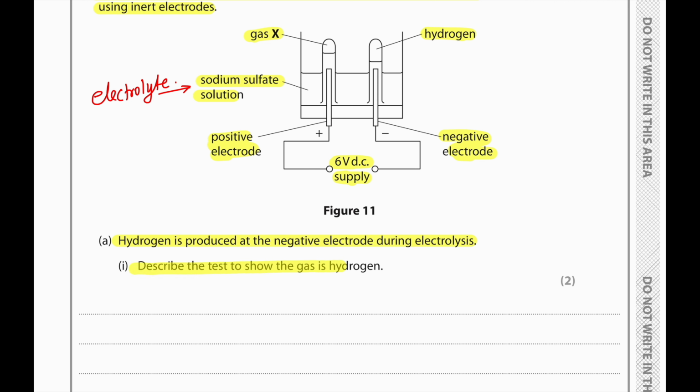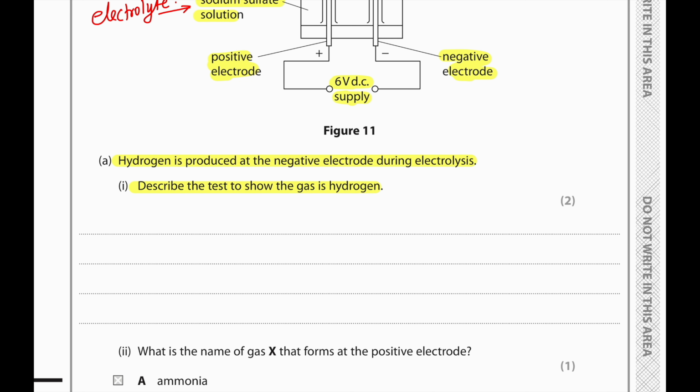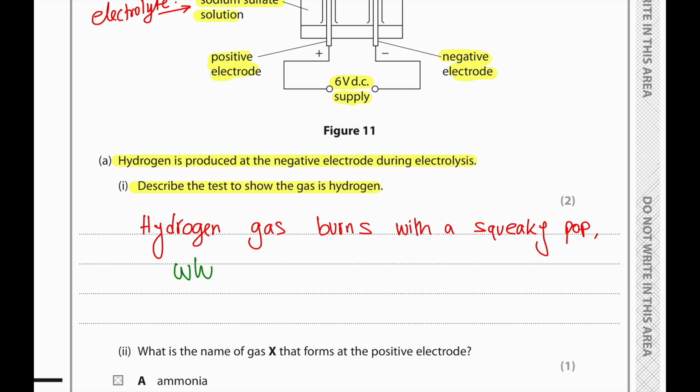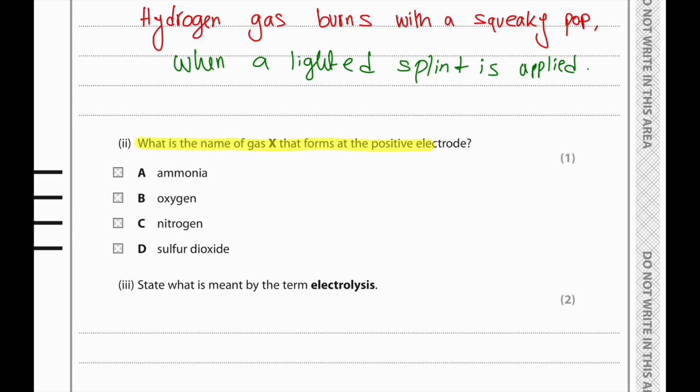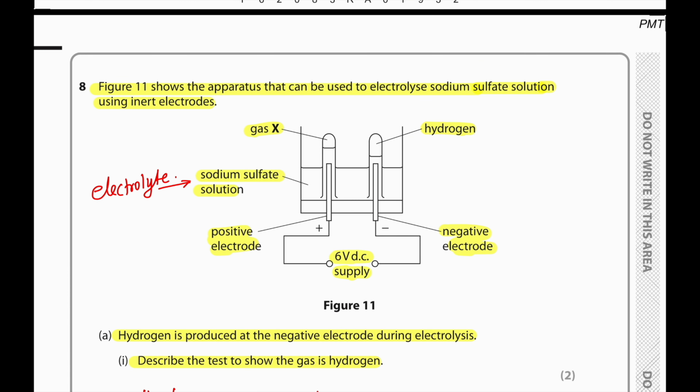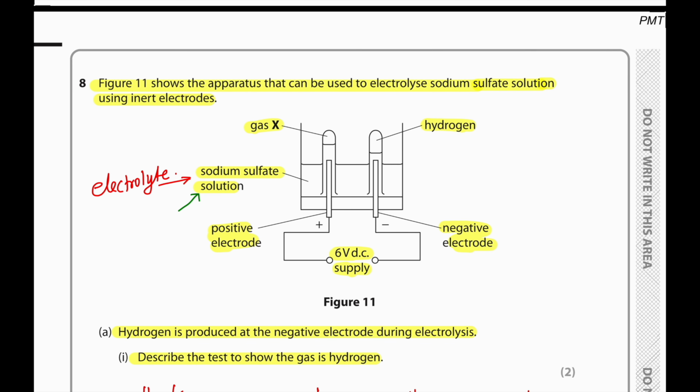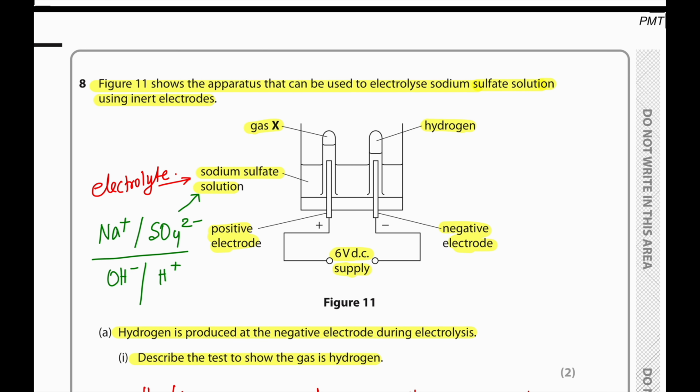Describe the test to show the gas is hydrogen. Hydrogen has a classical test, which is if we apply a lighted splint, it creates a squeaky pop. What is the name of the gas that forms at the positive electrode? Now, the name of the gas formed at the positive electrode can be determined in the following way. Because the solution is aqueous sodium sulfate, it consists of sodium ions, sulfate ions, and also, since it is an aqueous solution, hydroxide ions and hydrogen ions.